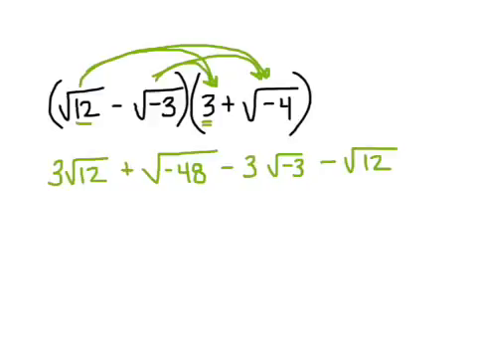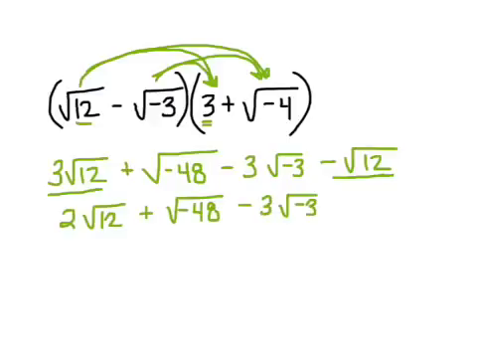Now, when you're adding and subtracting square roots, you can do it if the radicand, or the number inside the square root, is exactly the same. If it's not the same, you cannot do it. So in this case, I have 2 root 12 plus the square root of negative 48 minus 3 times the square root of negative 3. Now that is a little bit sloppy because the square roots are not reduced.